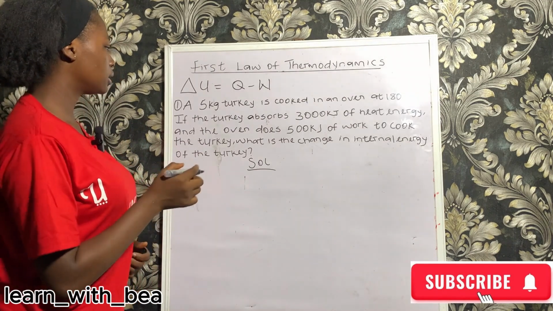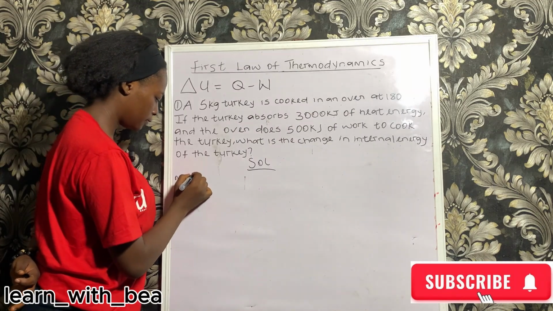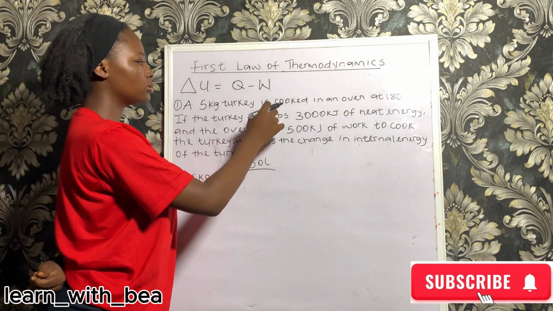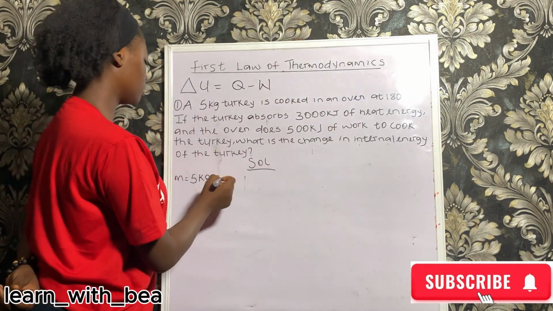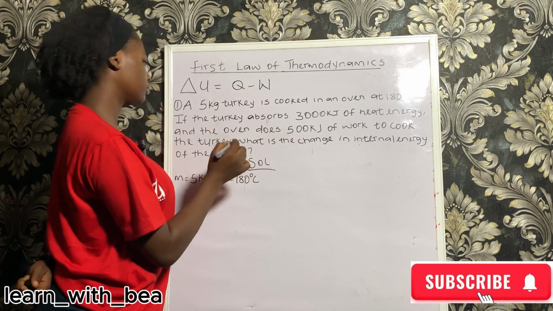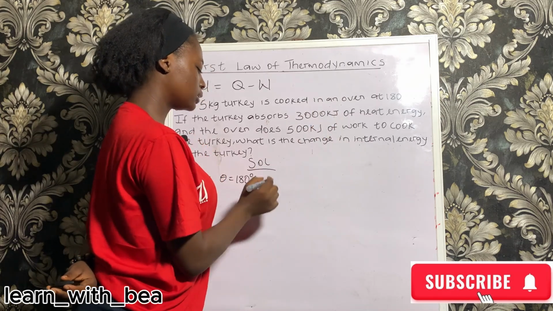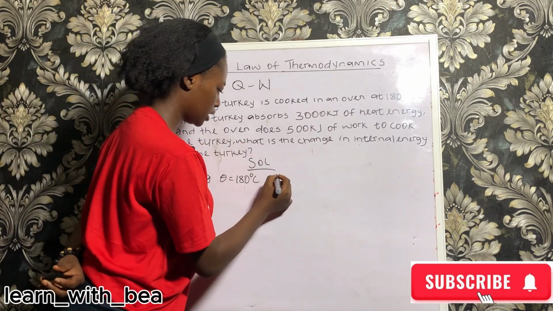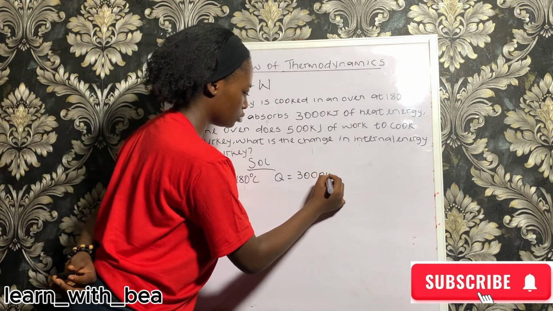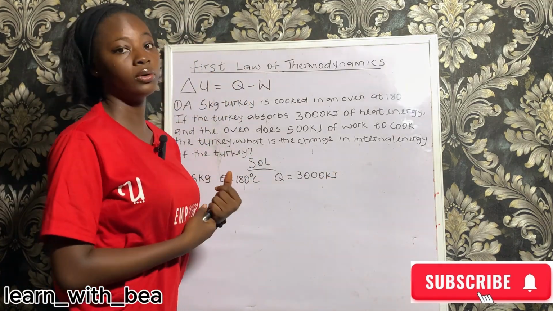So they said a 5 kilogram turkey. In this case we are given mass, which is 5 kilogram. It is cooked in an oven at 180 degrees C, so our temperature is 180 degrees C. Said if the turkey absorbs 3,000 kilojoule of heat, what are we using to denote it? Q, which is 3,000 kilojoule.